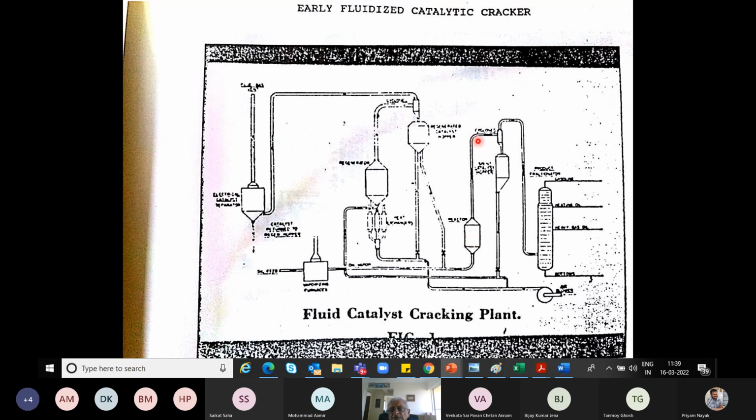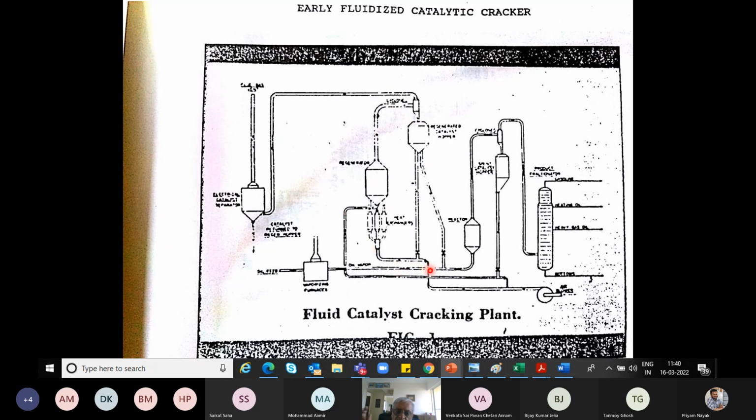And then the reactor gases go out, and then you put it into a cyclone to collect the catalyst back, while the gases go into the main fractionator, into a distillation column, while the catalyst then gets sucked along with the air into the regenerator, where you burn off the carbon, and this is again in the fluidized bed mode, and you take off the flue gases out and recirculate the catalyst back.